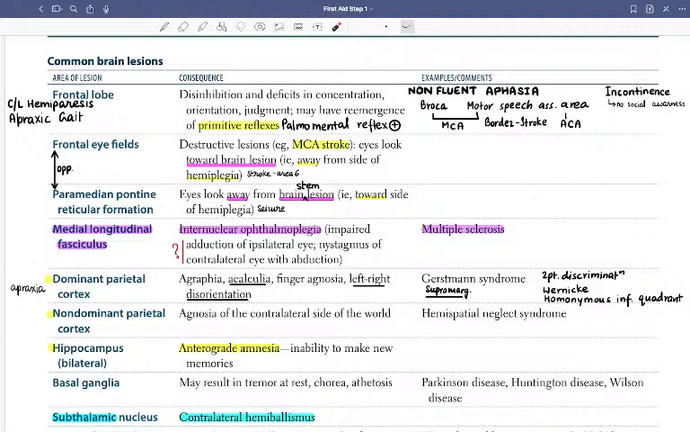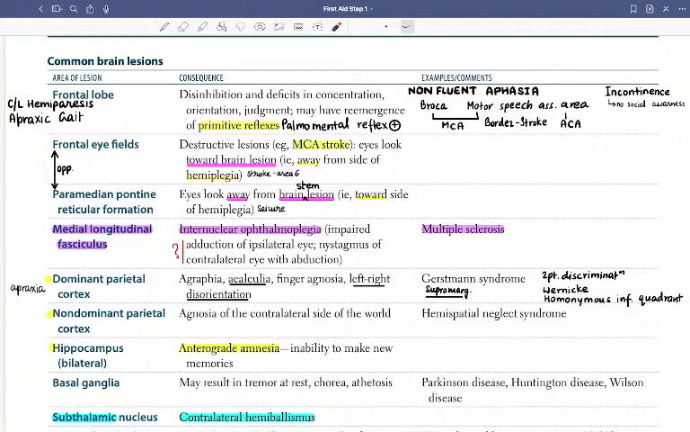So FT, frontal eye field, towards the brain lesion, MCA stroke. And paramedian pontine reticular formation, PPRF, that is away from the lesion, and towards the side of the hemiplegia.